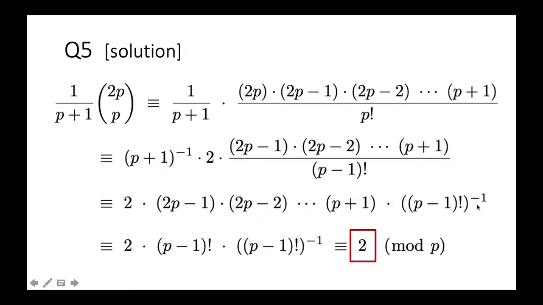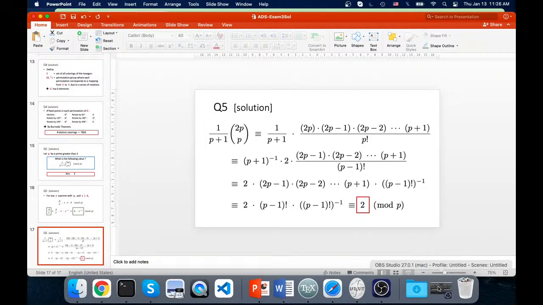Is that okay? But then 2p minus 1 is the same as p minus 1 modulo p. This is the same as p minus 2 modulo p, and so on and so forth. So this is equal to 1 modulo p. So the product of this one is exactly p minus 1 factorial. And then when it is multiplied with the inverse of p minus 1 factorial, these two cancel with each other. So these two become 1. And so the value will be equal to 2 modulo p. Okay, yeah, so that's all for what we want to show.